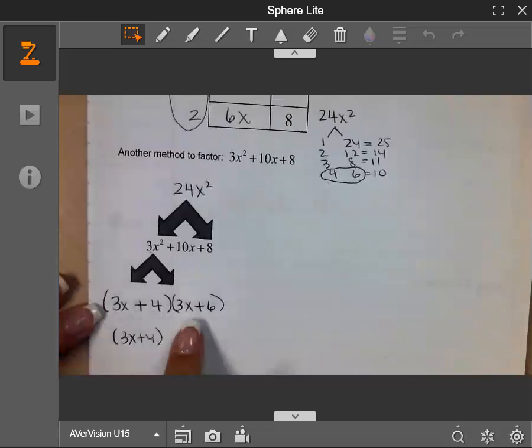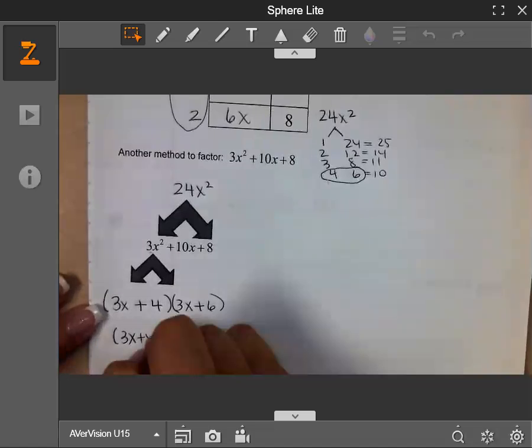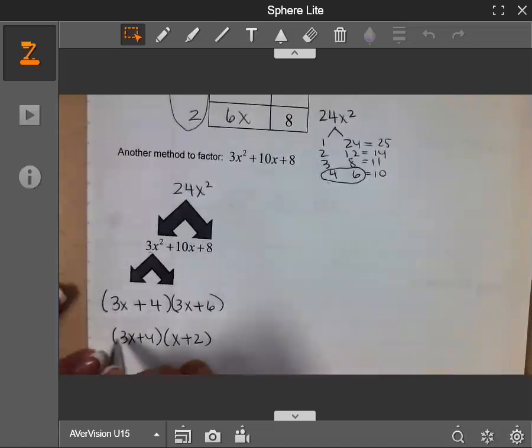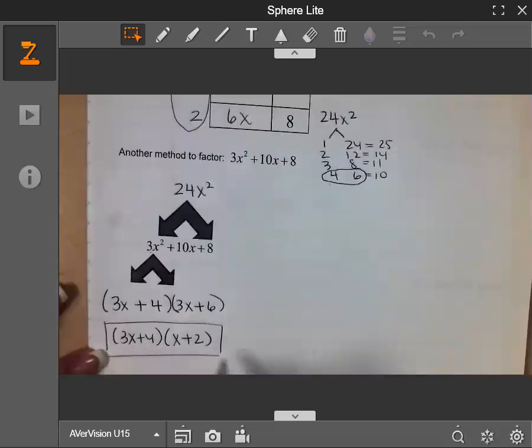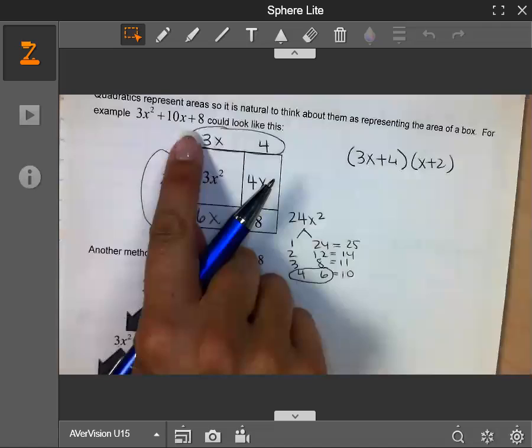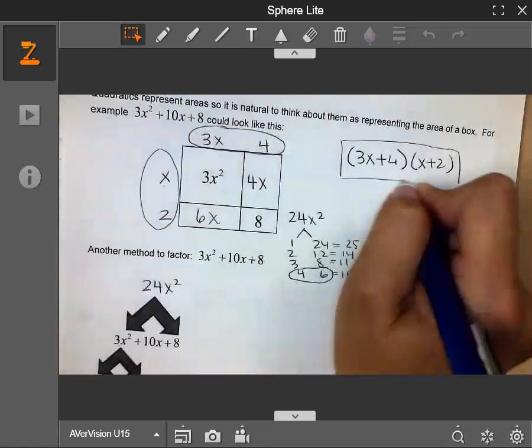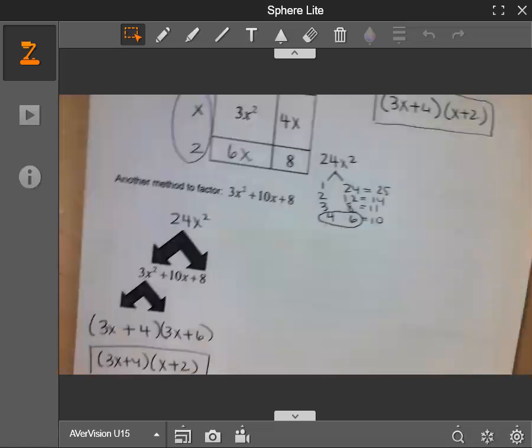If it does, then you would divide that out because we have an extra something. So in this case, 3 goes into both of those. So we have an extra 3 here. So we can take that 3 out of both of those. And now we have factored to get 3x plus 4 and x plus 2, which was the same thing we got with the box. So it doesn't matter which method you pick, as long as you are doing it correctly, you will get the same answer.